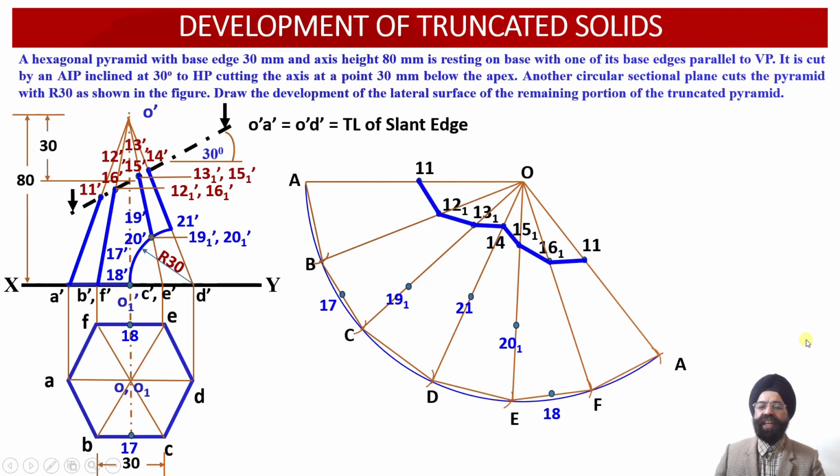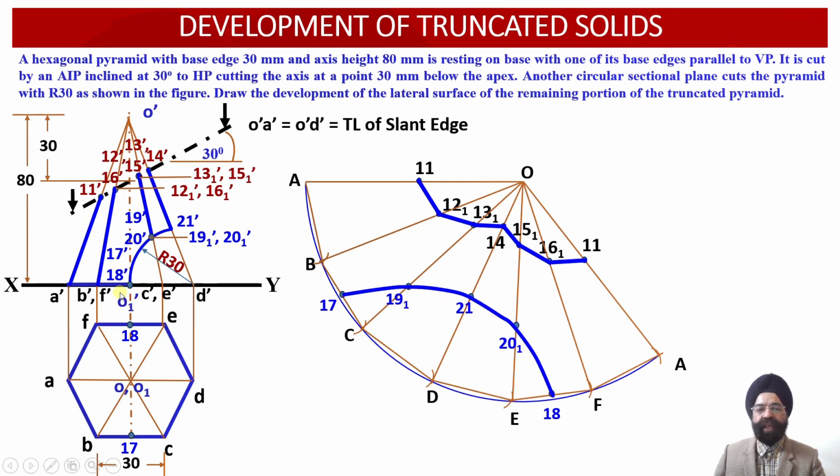Now let us join the different points. So onto the top face, an AIP has cut this solid at different points. So the straight line projections have to be joined over here. We have to join different points of the top face using straight lines. Whereas over here, there is a circular sectional plane which is cutting this hexagonal pyramid. So these points at the base will be joined in the form of a curve over here. So here we are going to join all these points as a curve.